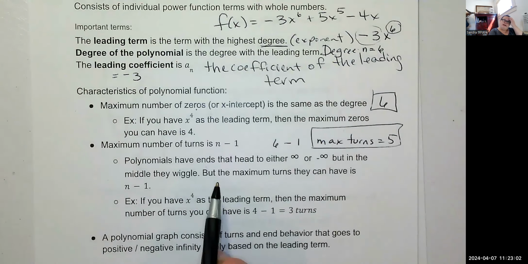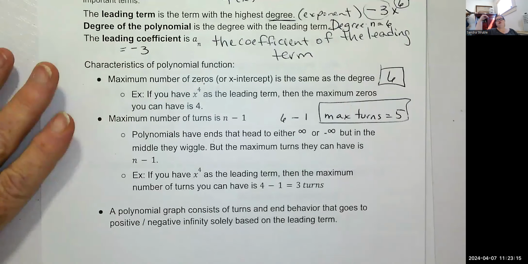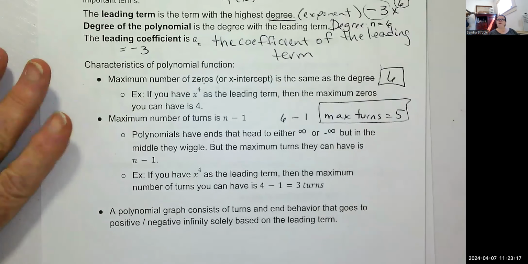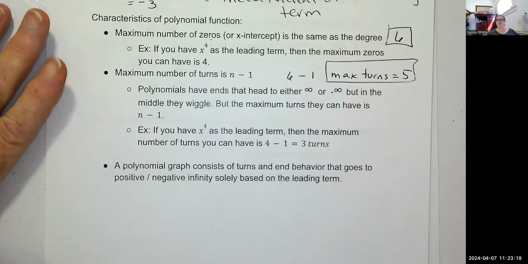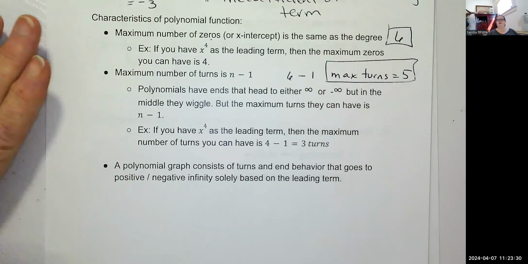Polynomials have ends that head to either positive infinity or negative infinity. But in between there, it can have lots of terms. It can have all sorts of crazy fun stuff. But the max terms is always going to be the degree minus 1, all right? Or the highest exponent minus 1. I'm going to be using the word degree moving forward. If you have x to the 4th as a leading term, then the maximum number of terms you can have is 4 minus 1, which is 3 terms.